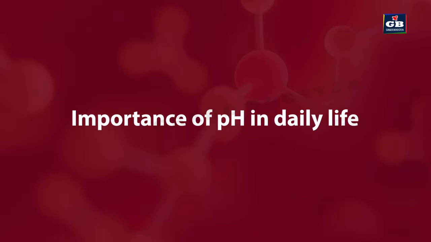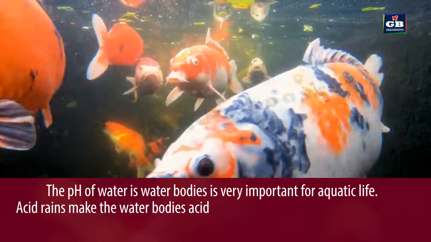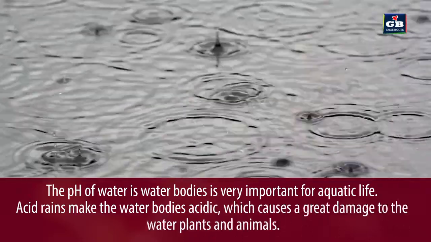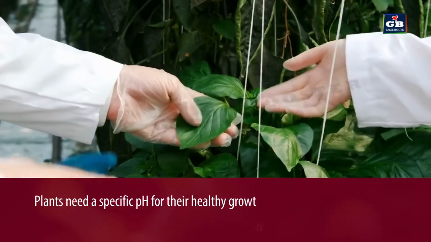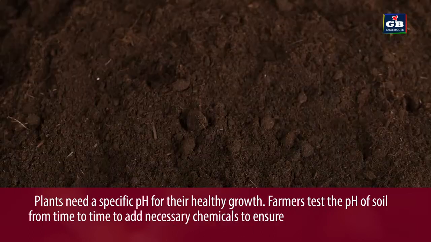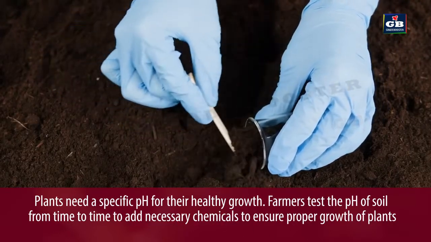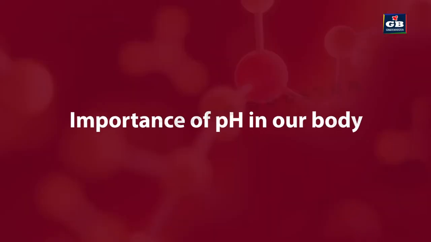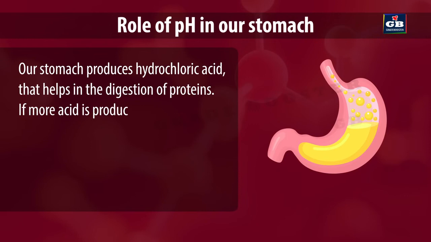Importance of pH in daily life. The pH of water in water bodies is very important for aquatic life. Acid rains make the water bodies acidic, which causes great damage to the water plants and animals. Plants need a specific pH for their healthy growth. Farmers test the pH of the soil from time to time to add necessary chemicals to ensure the proper growth of plants. Importance of pH in our body. Our stomach produces hydrochloric acid that helps in the digestion of proteins.